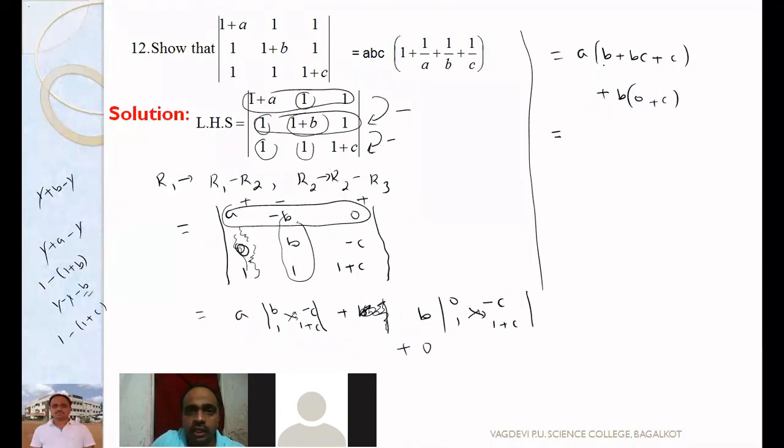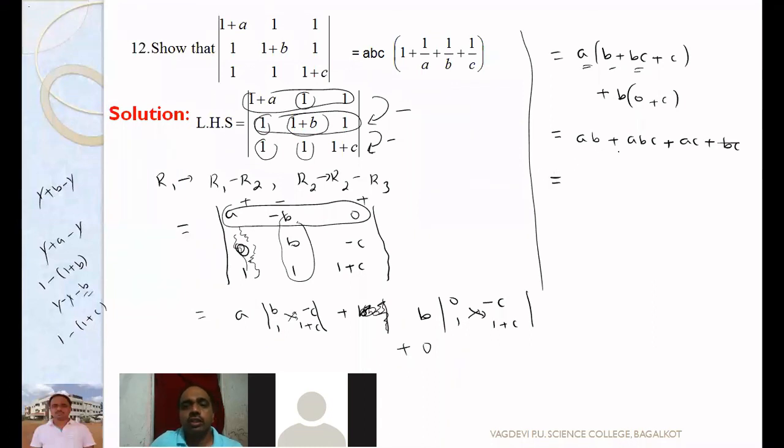Now multiply the bracket. A into B, AB. First term is A into B. Next, A into BC is ABC. A into C is AC. And last, B into 0, leave it. B into C, BC. So AB plus ABC plus AC plus BC.